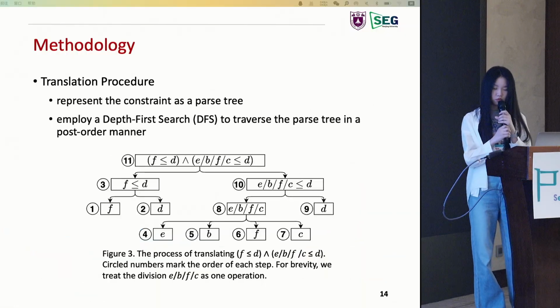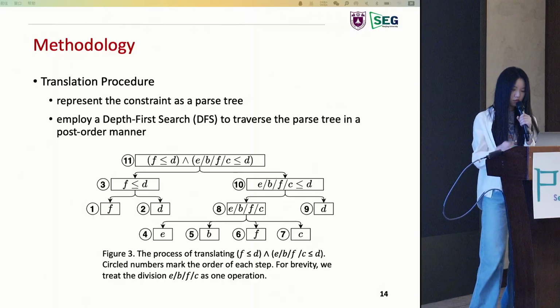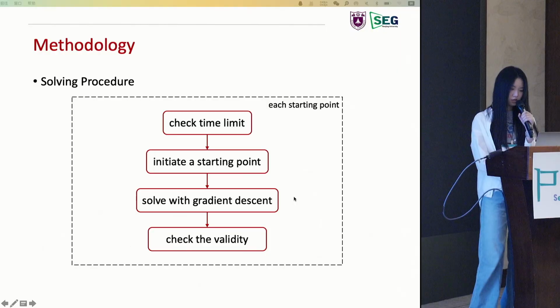Now let's go through the translation procedure quickly. First, we represent the constraints as a parse tree and then use DFS to traverse it. Our solving procedure mainly consists of 4 components. We employ gradient descent with randomly selected starting points to solve the objective function. And when gradient descent returns a solution, we check its validity. It is necessary to check the validity of returned solutions due to some floating point intricacies. Only the validation procedure can ensure the soundness of our approach.